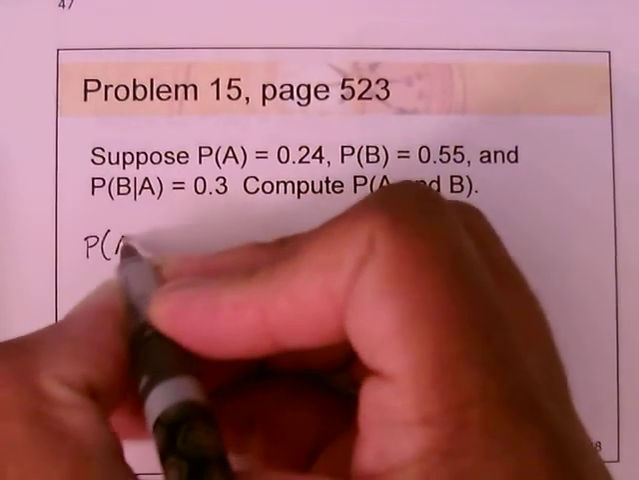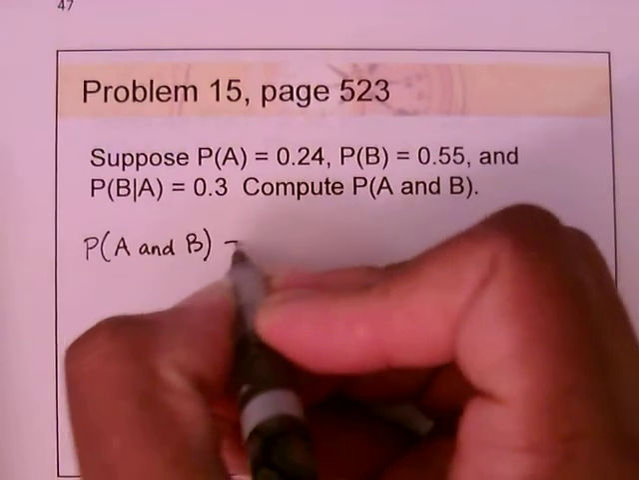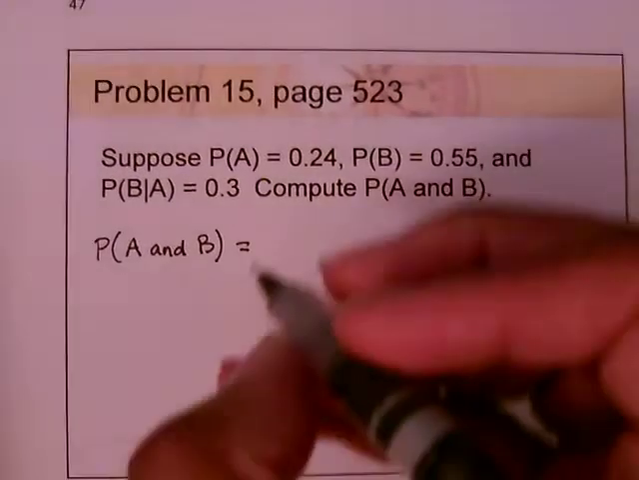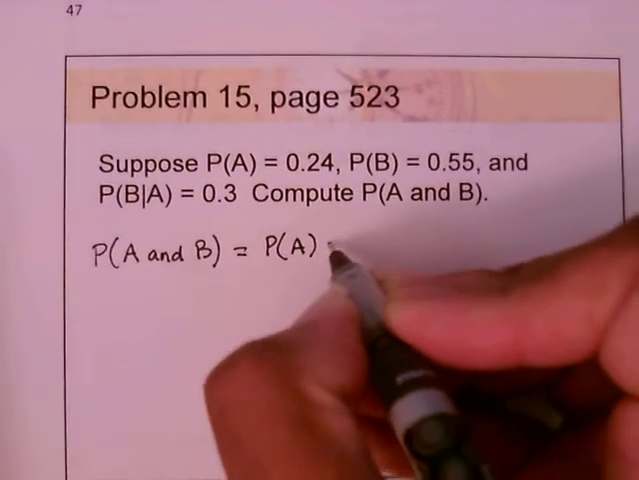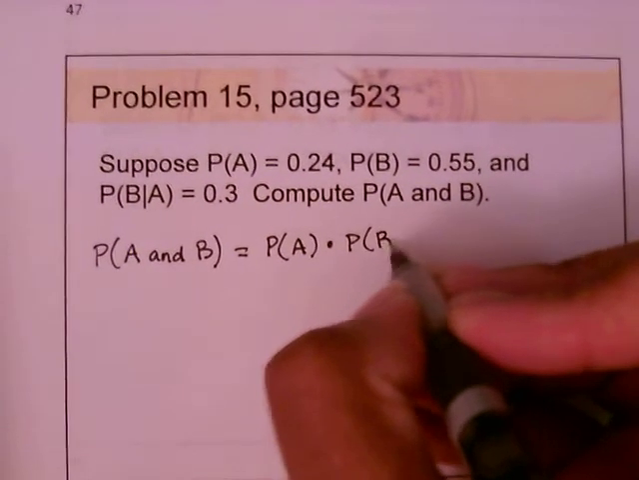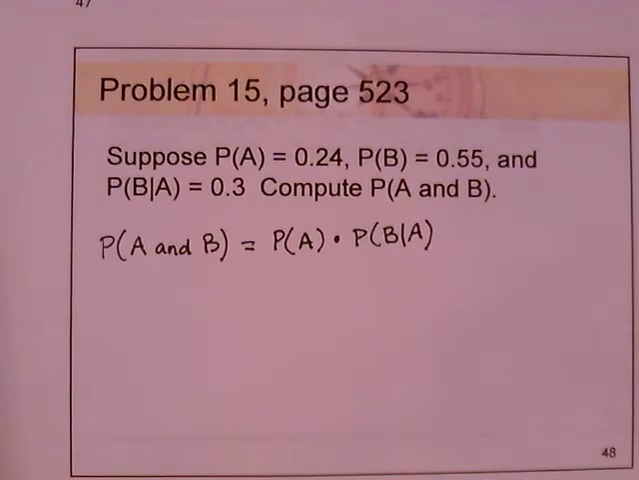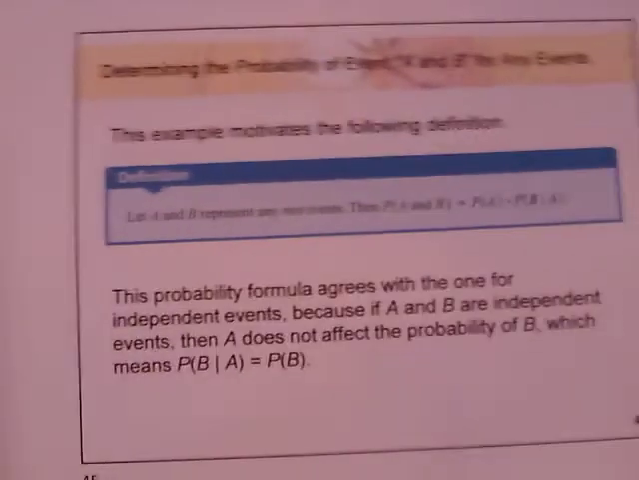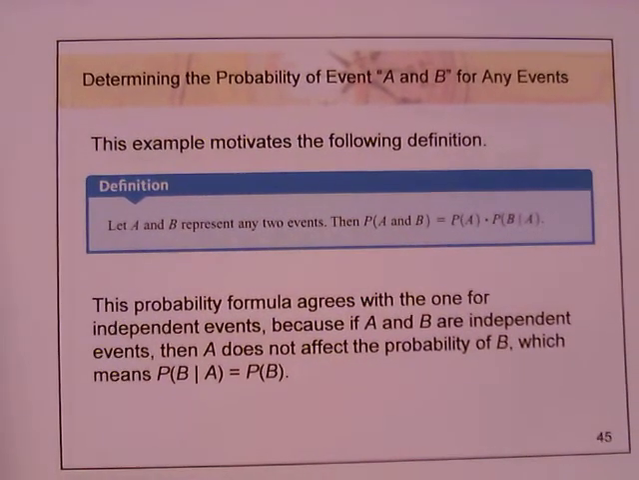So the probability of A and B, that's of course this: the probability of A multiplied by the probability of B, given that A has already occurred. So here I'm going to bring this slide back. We're using that particular definition here for any 2 events.